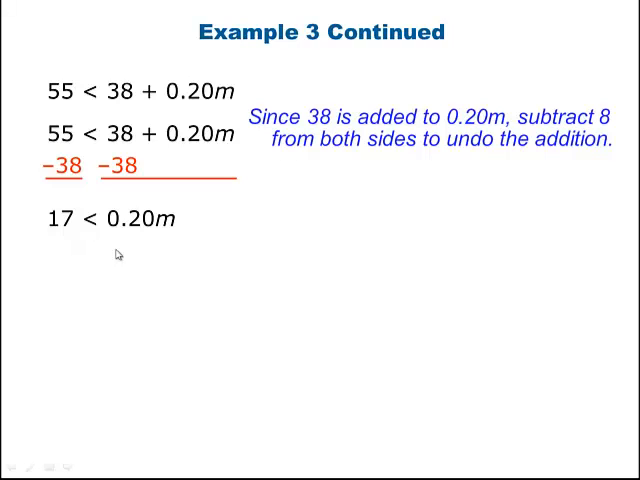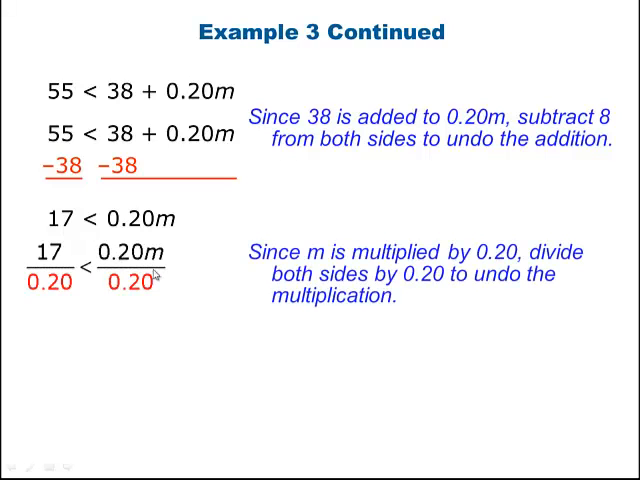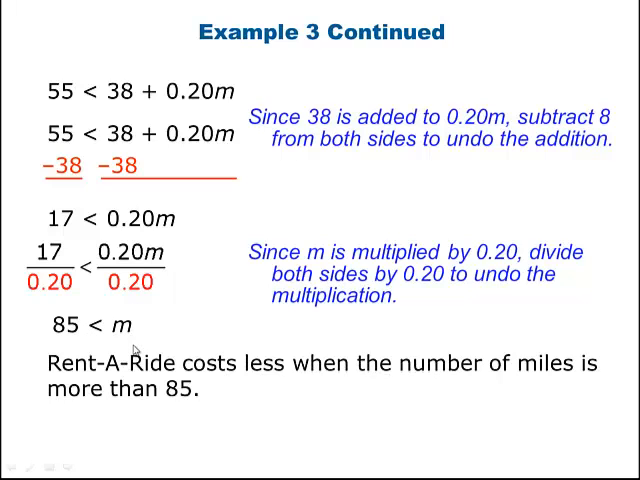Divide both sides by 2/10, or 20/100. Same thing. And you get m is greater than 85. So Rent-A-Ride costs less when the number of miles is more than 85 miles. M is greater than 85.